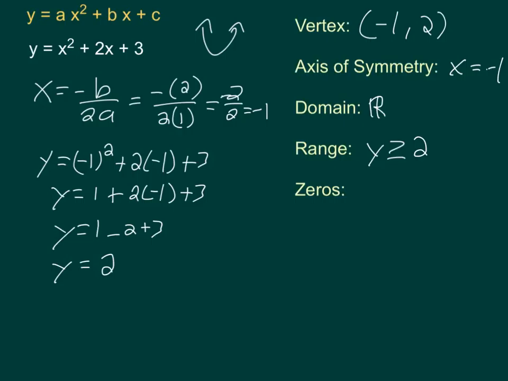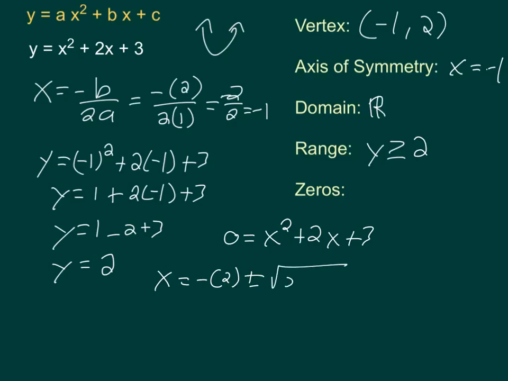Now the zeros of this function are going to be, again, the x-intercept. So I set y equal to 0. And so I have 0 equals x squared plus 2x plus 3. Now I might try to factor that to solve it. It's not going to be factorable. I'm actually going to want to use the quadratic formula. So plugging into x equals negative b is 2, plus or minus the square root of b squared is 2 squared, minus 4ac is 4 times 1 times 3, all over 2a, which is 1.